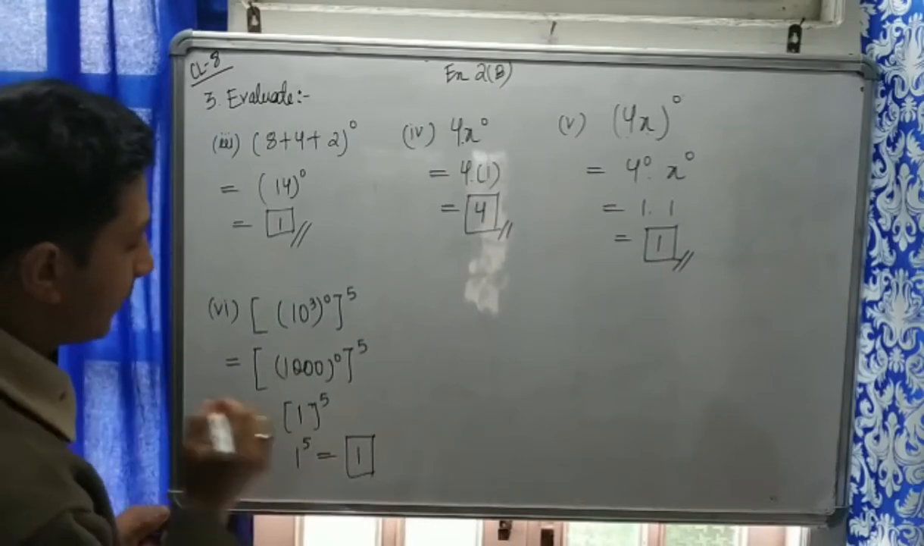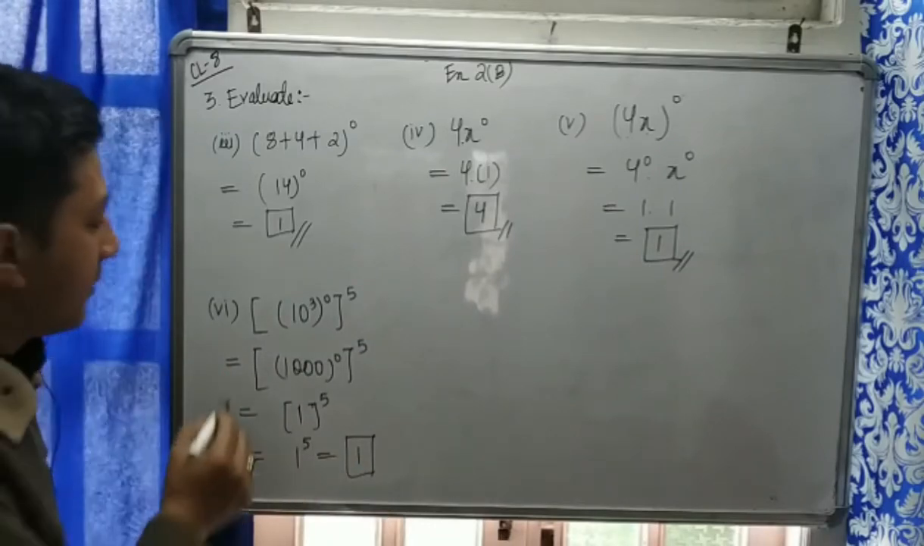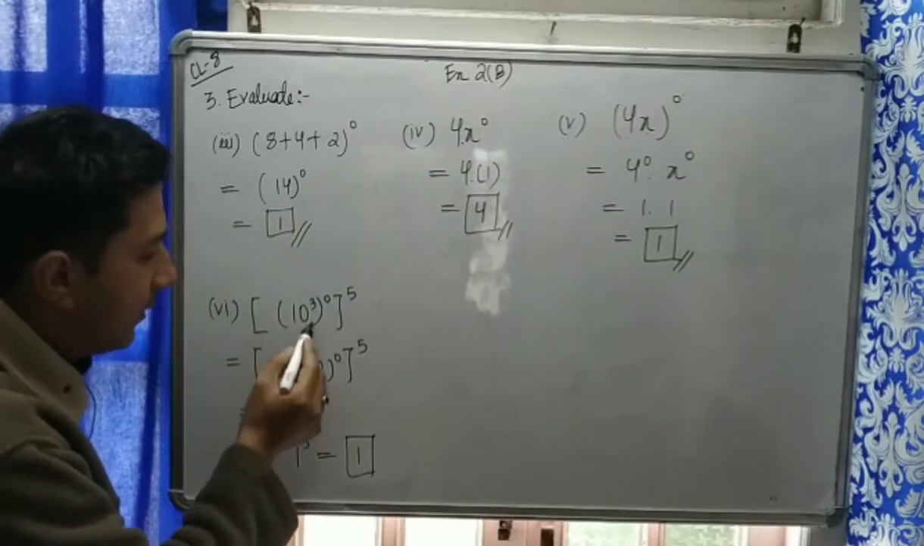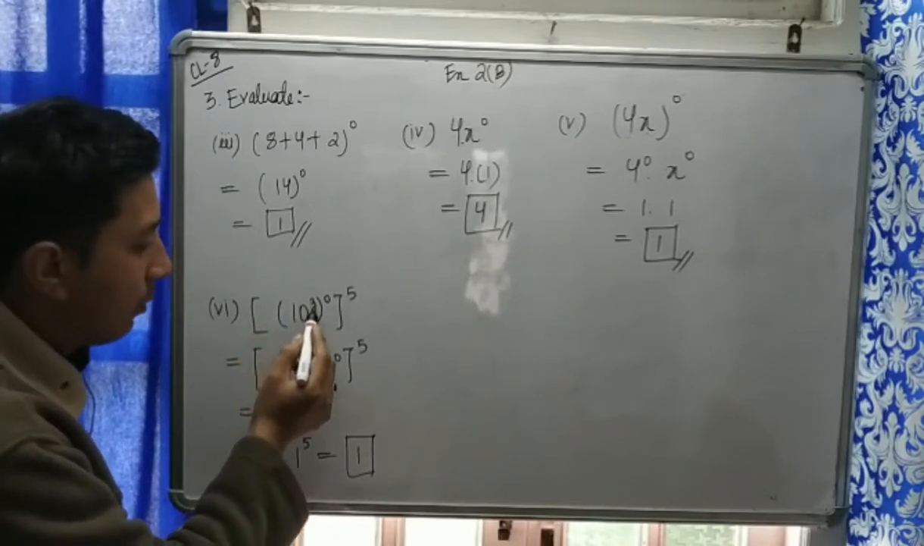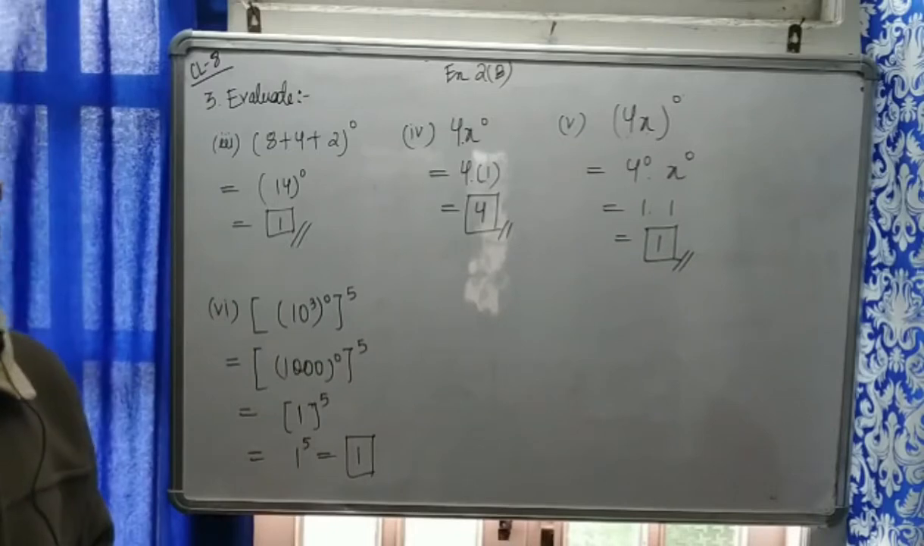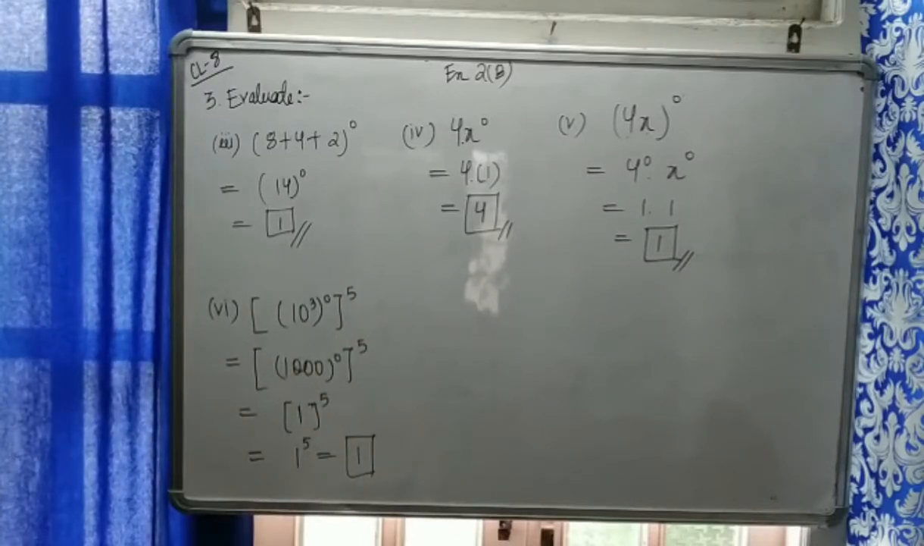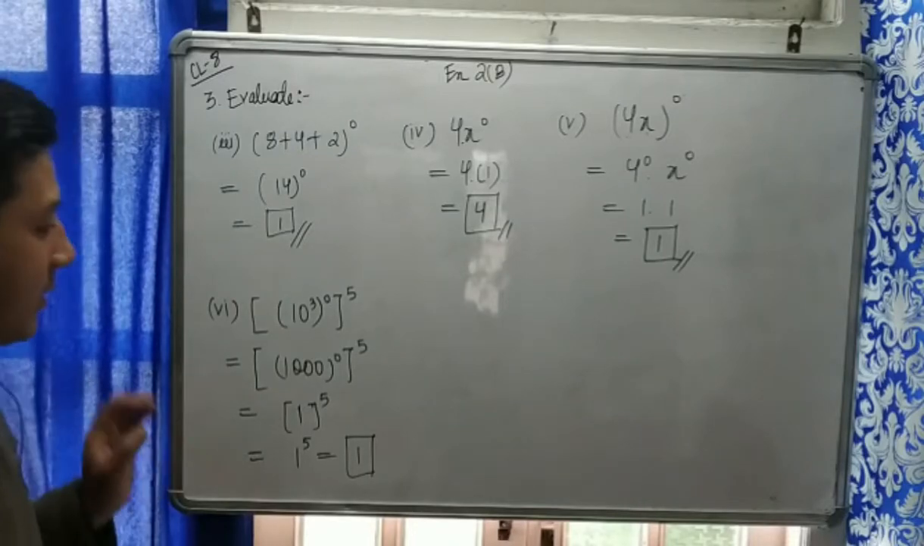Let's move to part 6. There's a box bracket to the power 5, and inside this first bracket we have 10 to the power 3, to the power 0. Copy the question first, then we will see how to do it. Good, so let's start now.